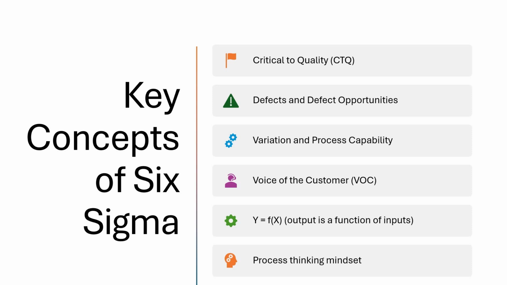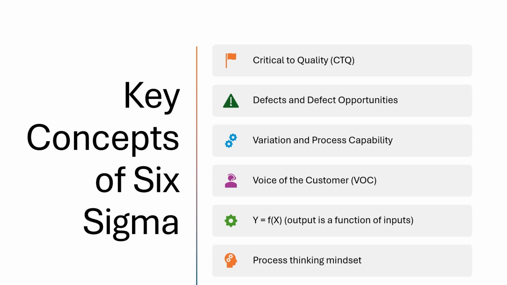The second one is defects and defect opportunities. A defect is an instance where the product or service fails to meet customer requirement. A defect opportunity is any chance within a process for a defect to occur.